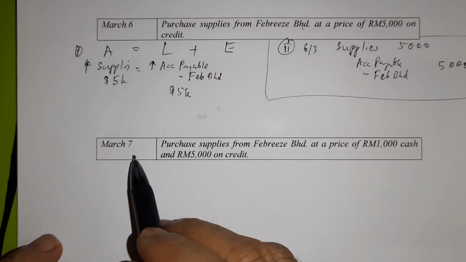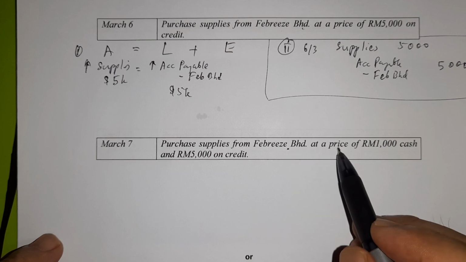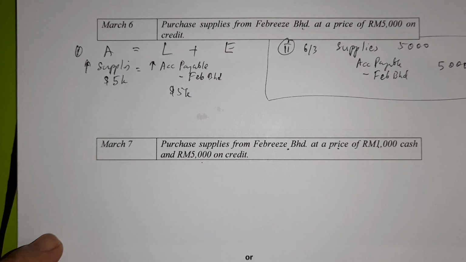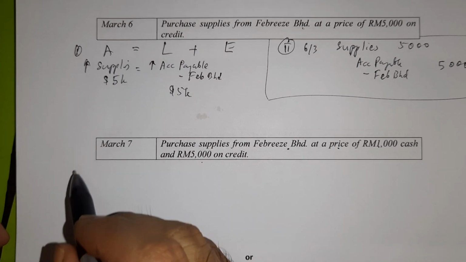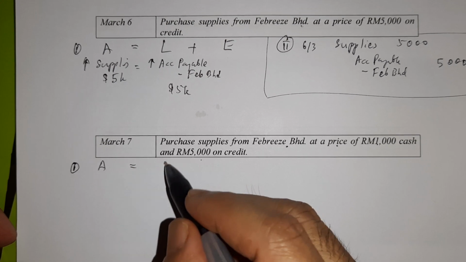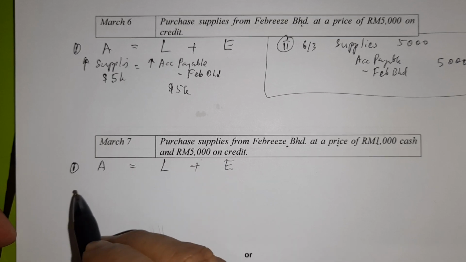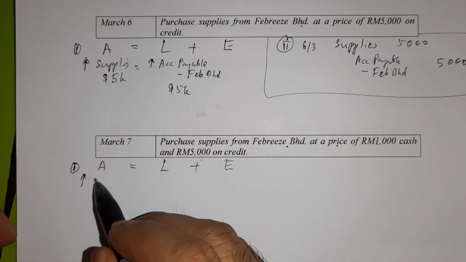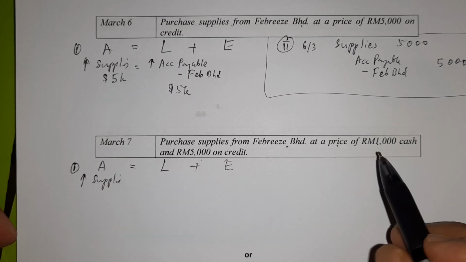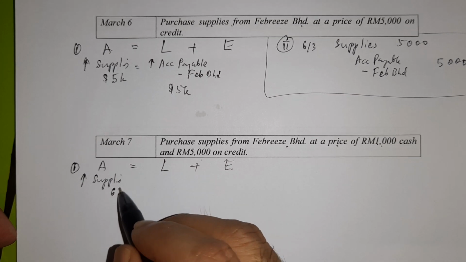Okay, see here, 7th of March, the business purchases supplies from Fibris Berhad. The price is $1,000 cash and $5,000 credit. So how to do that? So we do the first thing first. Asset, liability plus equity. What happened to the asset? When the business purchased the supplies, asset supplies increase. The name of the asset is supplies. The value of the supplies is 1,000 plus 5,000. So 6,000 supplies.